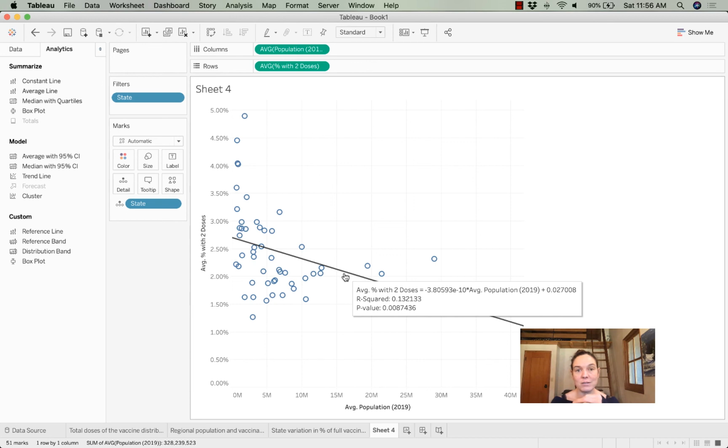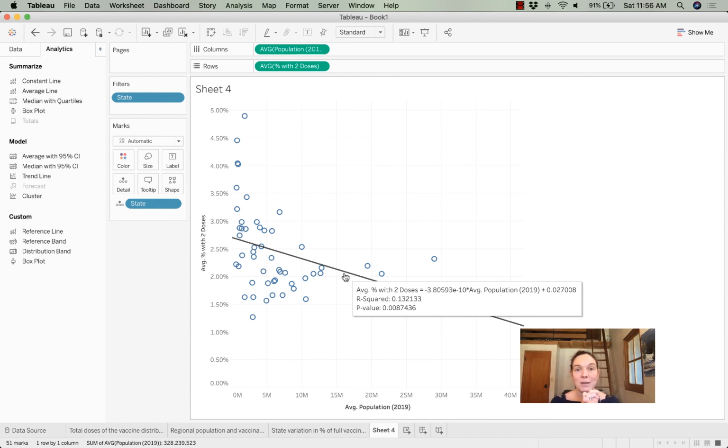The r squared is 0.132, which translates to 13%, which basically tells us that 13% of the variation in the vaccination rates for people who are fully vaccinated can be explained by population, and the p-value is 0.008, which is less than 1%. How we would interpret this statistically is that there does seem to be a statistically significant relationship between the population of a state and the percentage of the population that is fully vaccinated with both doses of the coronavirus vaccine, but the relationship is not particularly strong. It only explains about 13% of the variation.